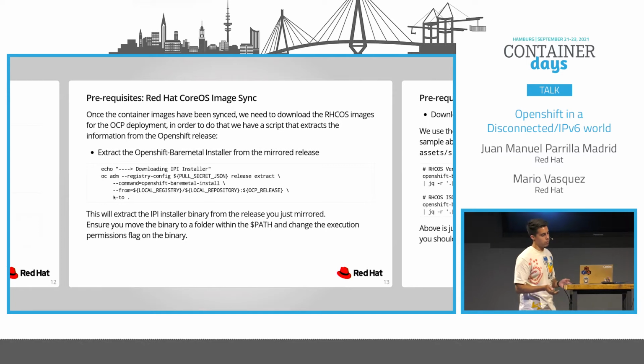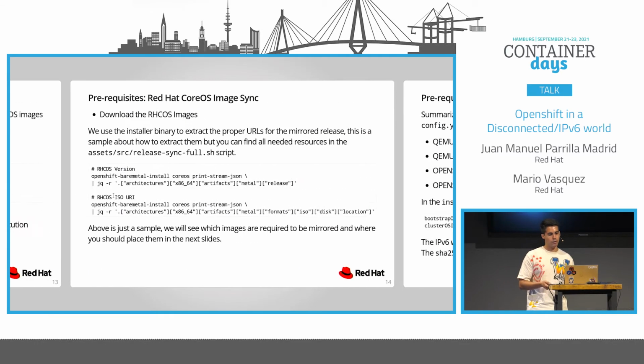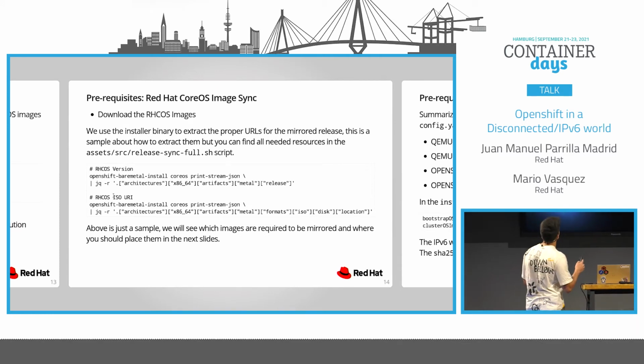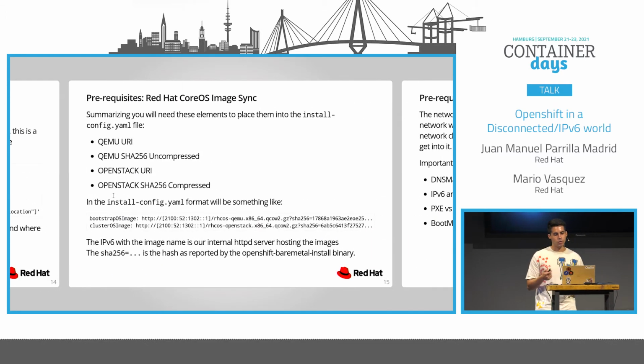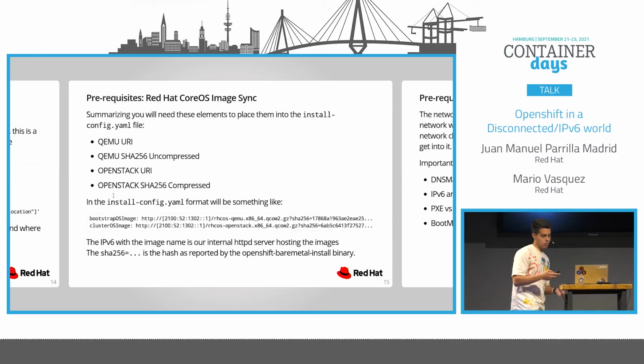But anyway, what we are doing here is we are getting this binary from within the mirrored Openshift release. And with that binary, then we can use some options for the binary, like coreos print-stream-json. And this subcommand, what it does is it gives us which RHCOS image is used by this specific release. And then that will give us a URL, and that URL is what we will wget, so to speak, into our HTTPD server, and then we will reference those images back in the install config. Juan will talk about that later.